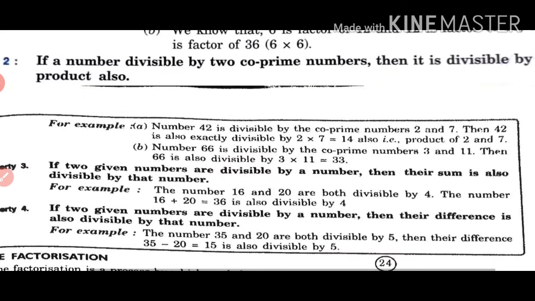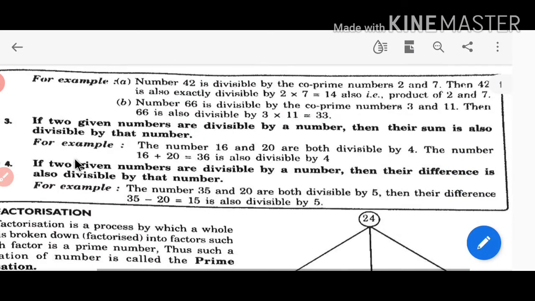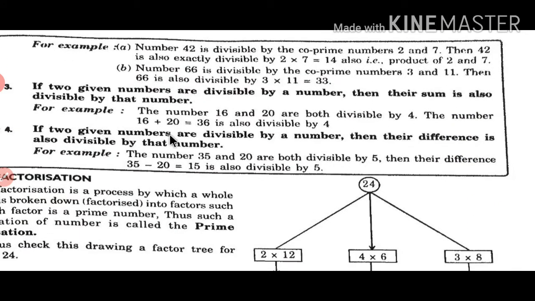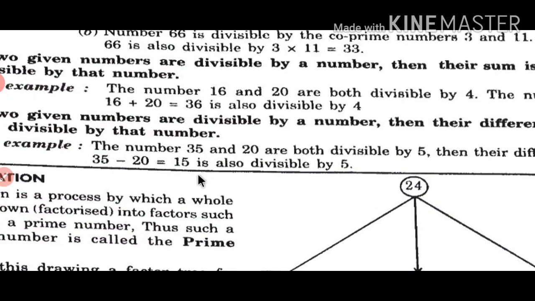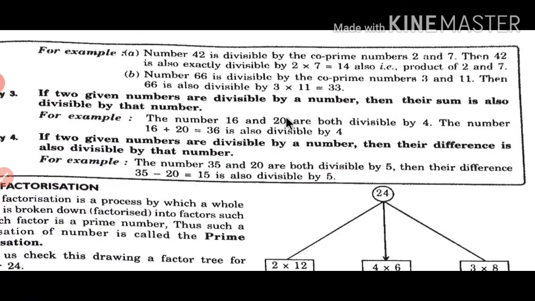Then property 4: If two given numbers are divisible by a number, then their difference is also divisible by that number. Again we have to take any two numbers. So we have taken the numbers 35 and 20. Both are divisible by 5. Then the difference means minus. So we subtract 20 from 35. So 35 minus 20 is equal to 15, and we can see that 15 is also divisible by 5. So this property says that if two given numbers are divisible by 5, then if we subtract them, the answer we get is also divisible by 5.